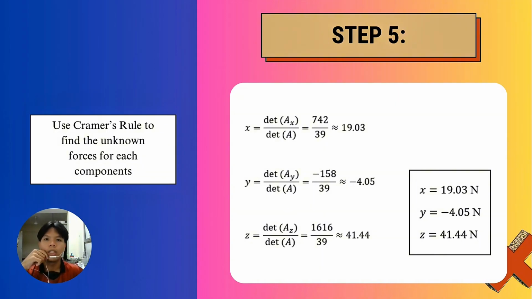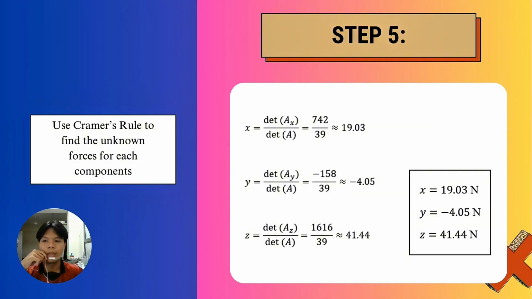To determine the forces required to ensure the bridge stability, we can use Cramer's rule. To find the horizontal force X, we divide the determinant of AX by the determinant of A. The result should be approximately 19.03 Newton. For simplicity, we round the value to 2 decimal places, giving us a horizontal force of 19.03 Newton.